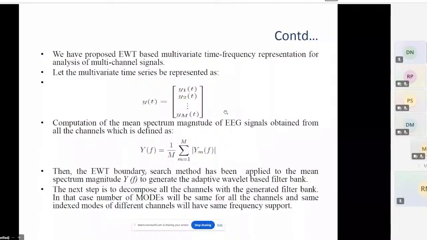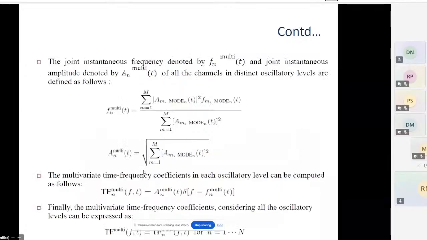So in order to avoid this, or in order to have the mode alignment property, we have suggested taking the average of the Fourier spectrum of all channels, and then based on this spectrum, segment the spectrum and design bandpass filters in the form of wavelets, and then you apply the same filters to each channel. In that way, you will have the same number of components from each channel, and then we have applied the Hilbert transform to each channel, each IMF, that gives you amplitude envelope and instantaneous frequency.